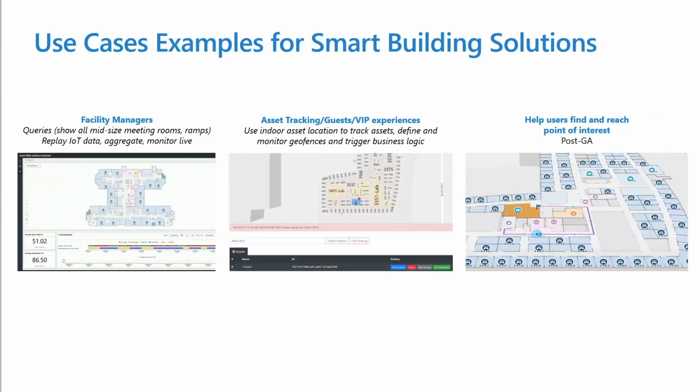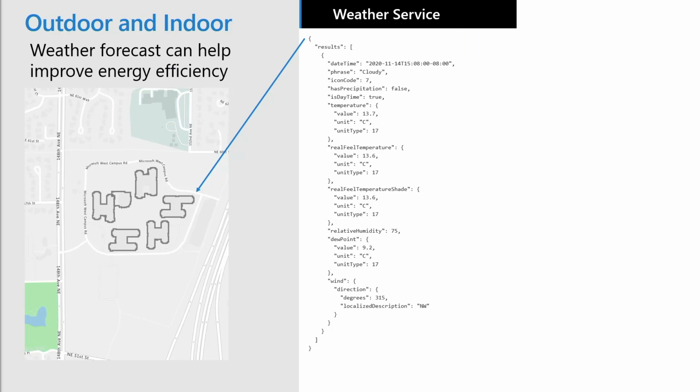We are working on a feature to provide users search and also routing for indoor mapping. This will happen post general availability. It's a feature called wayfinding, and it can help you provide users the fastest route from one point to another. You can also leverage Azure Maps services as part of the integration with Azure Maps Creator.